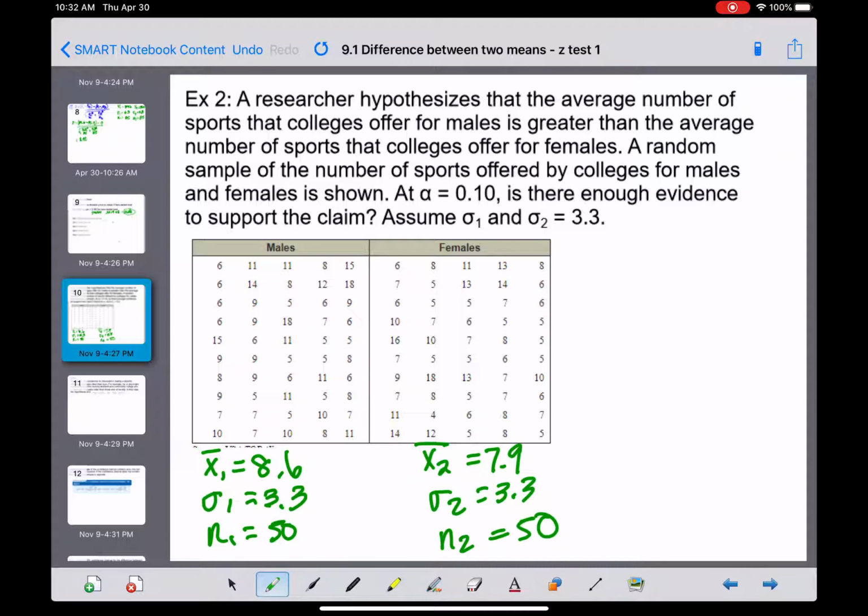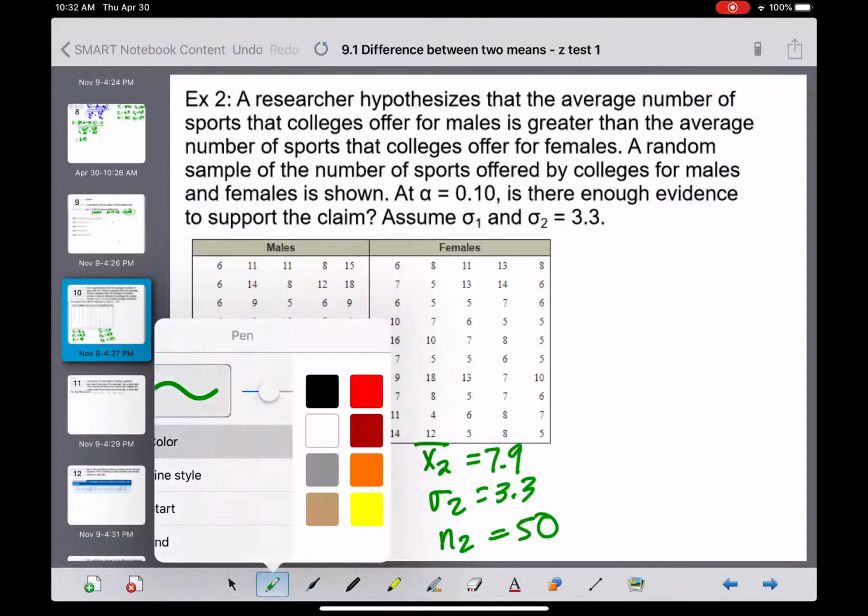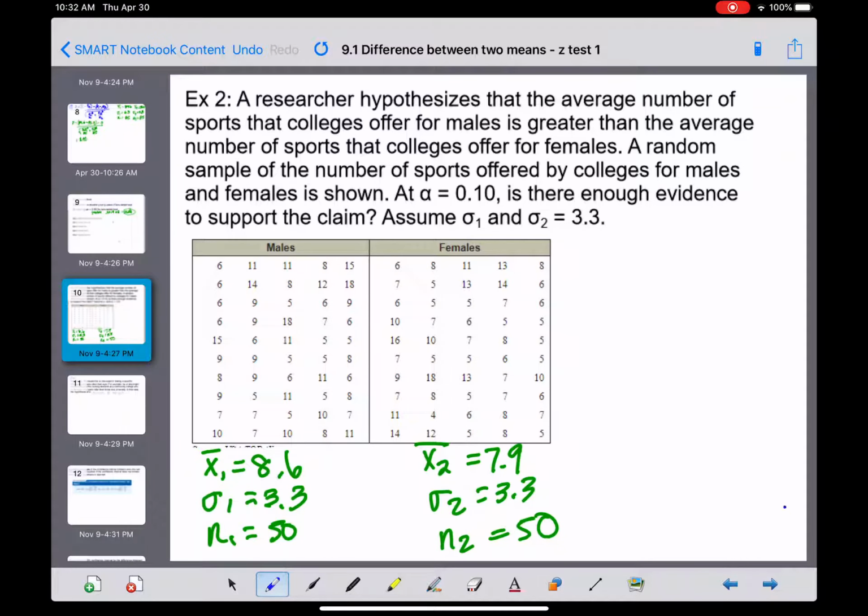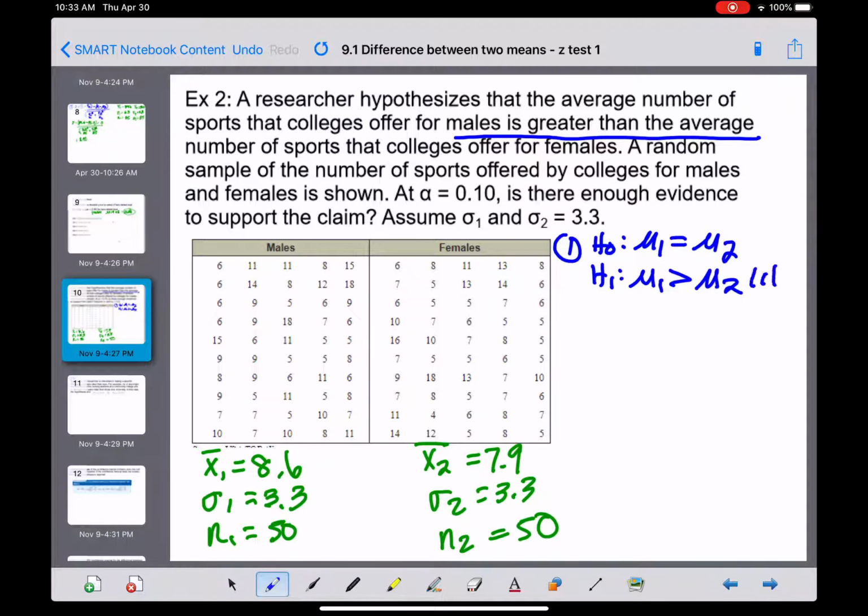Okay, so our first step is to find our hypotheses. Again, remember that I'm assuming mu1 is equal to mu2, and we want to see, is there enough evidence to support the claim? So that means the claim is going to be in the alternative hypothesis. They're saying the average number of sports for males is greater than for females. So mu1, males, greater than females, and that's our claim.